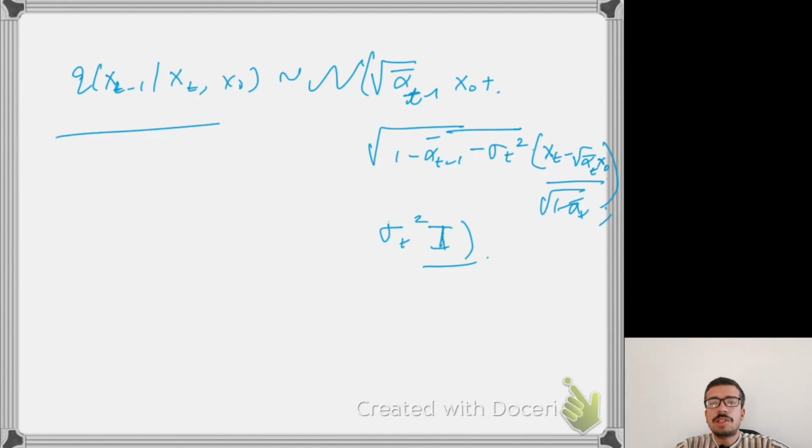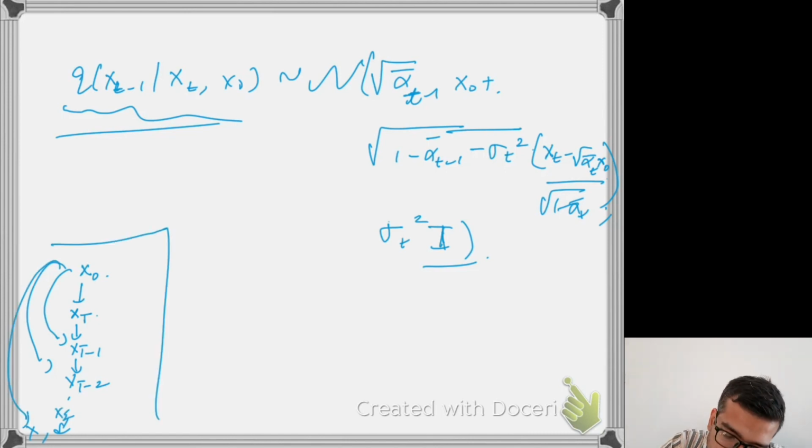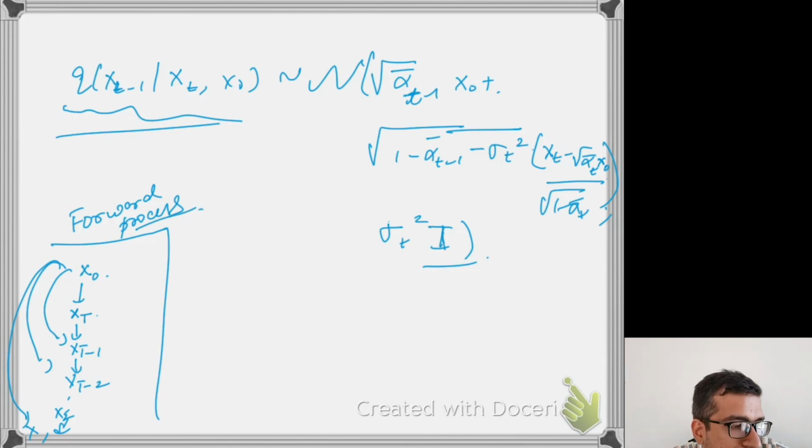So I have to specify this distribution for q of x_T given x_0, and then all these transitions. So overall, the way I'm specifying the distribution is that I have to sample x_0, then given x_0 I have to sample x_T, and then given x_T and x_0 I have to sample x_{T-1}, then given x_0 and x_{T-1} I have to sample x_{T-2}, and so on until we get x_1, right? So this is how I'm defining my forward process. Note that this is not Markovian because we also condition on x_0 every time.